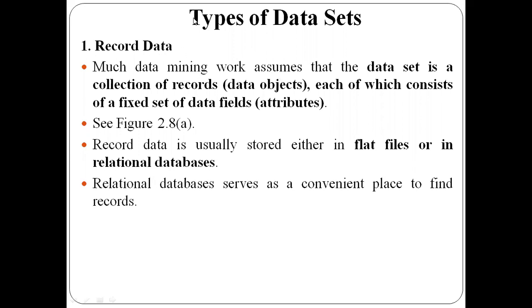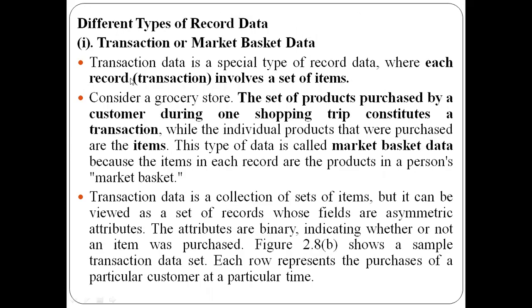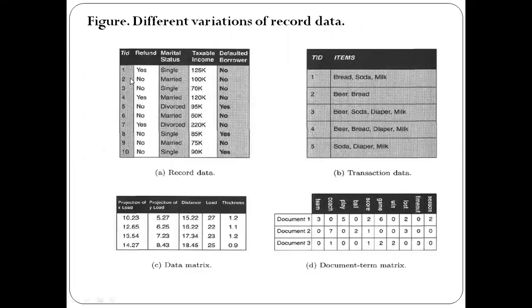Now coming to the first one, record data. I'll show you an example here so you can understand. This is an example of a record data. As you all know, a record is nothing but a data object. A collection of data objects constitutes record data. Your DBMS table is one example for record data.